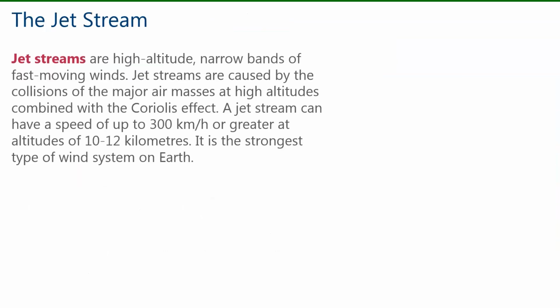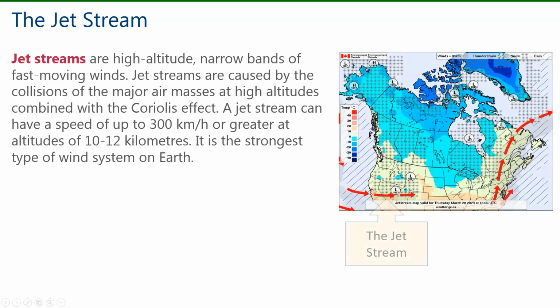Next, let's look at the jet stream. Jet streams are high altitude, narrow bands of fast moving winds. Jet streams are caused by the collisions of the major air masses at high altitudes combined with the Coriolis effect. A jet stream can have a speed of up to 300 kilometers per hour or greater at altitudes of 10 to 12 kilometers. It is the strongest type of wind on Earth. On our weather map, the jet stream is indicated by these red arrows.